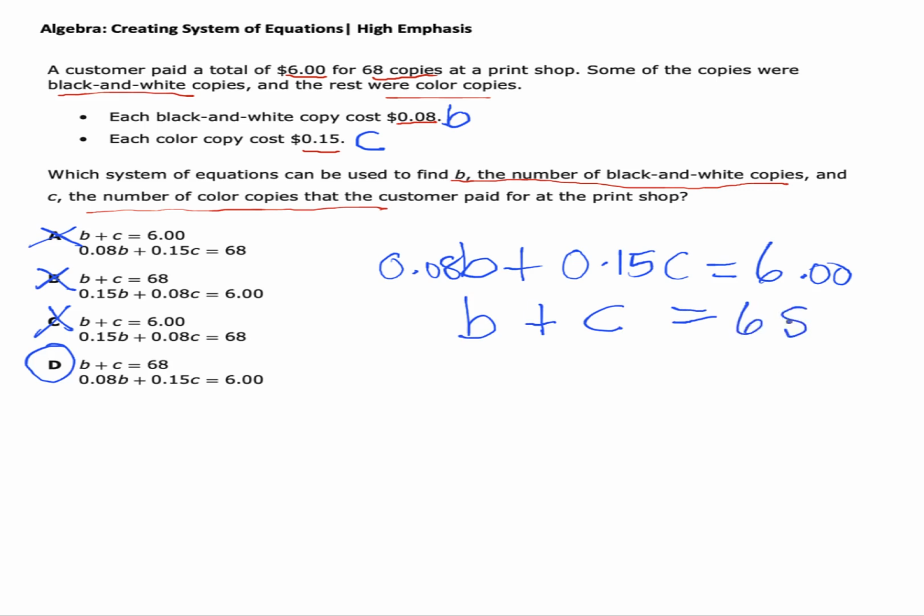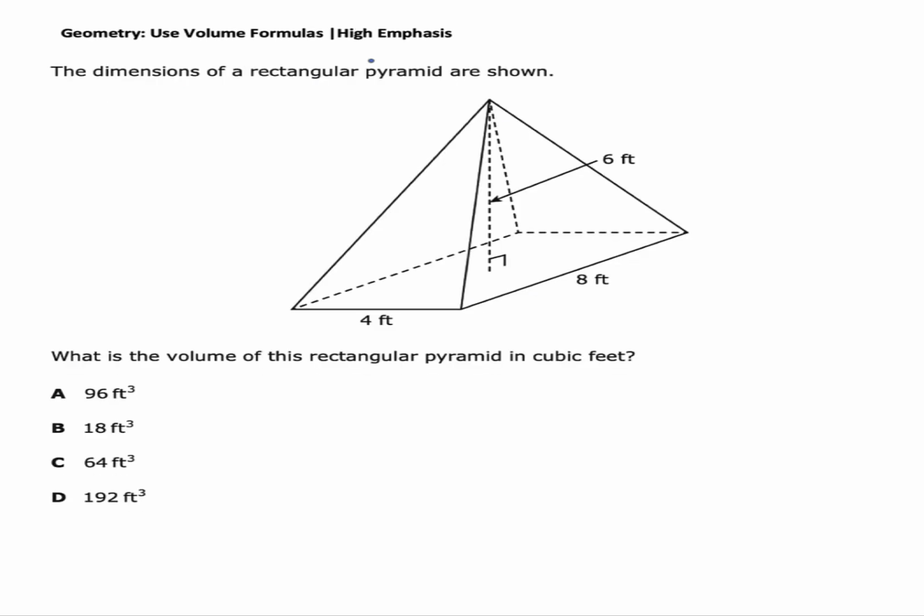My fourth question is a geometry question. Now in the geometry, you have to be able to use your volume formulas. This is high emphasis, and the volume formulas they're going to give you are a cylinder, a cone, a sphere, and a pyramid. So here it says the dimensions of a rectangular pyramid are shown, and they gave you a pyramid. What is the volume of this rectangular pyramid in cubic feet?